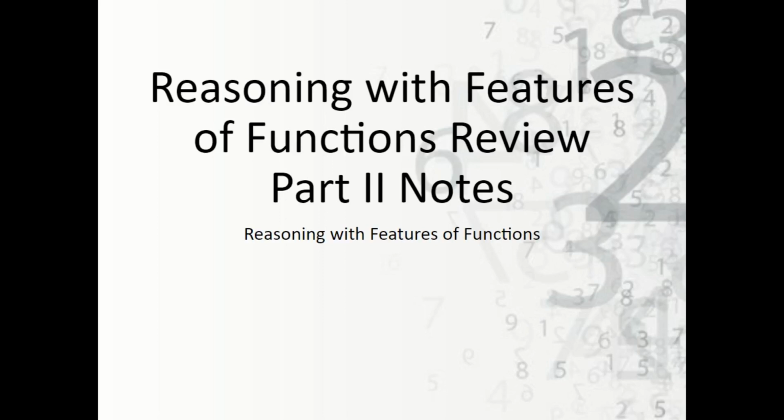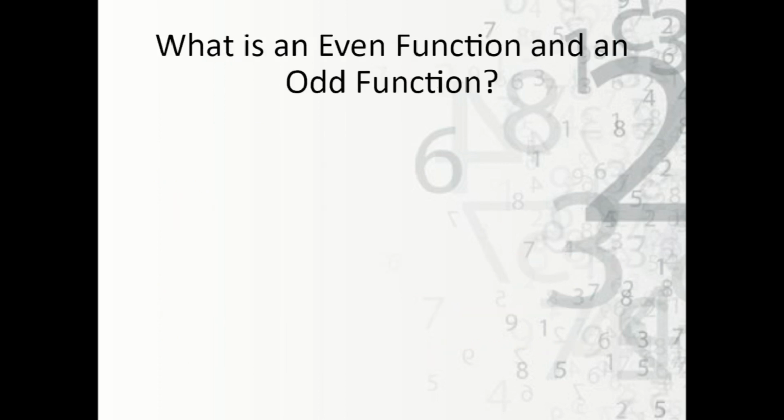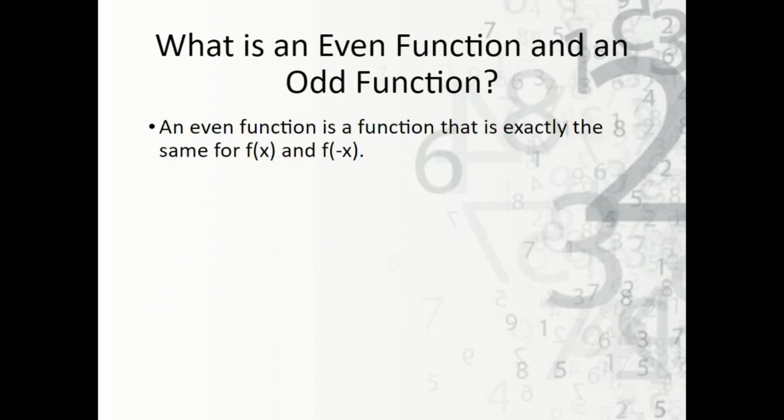Let's take a look now at the Reasoning with Features of Functions Review Part 2 notes. The notes begin with the learning goals and success criteria. So what is an even function and an odd function? An even function is a function that is exactly the same for f of x and f of negative x. So what this really means is that even functions are symmetric across the y-axis.